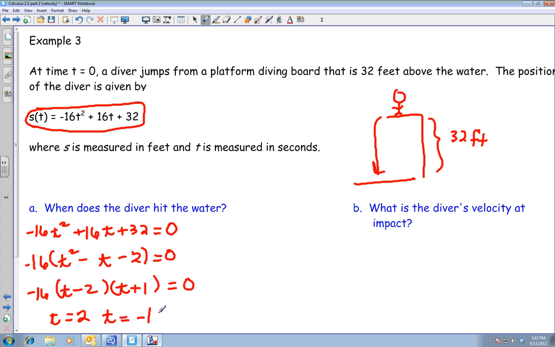Okay, so let's think about what they're asking. They want to know at what time did my diver hit the water. So I have two choices. It's either at 2 seconds or negative 1 second. It doesn't make sense to have negative time, so it's going to hit the water at 2 seconds.